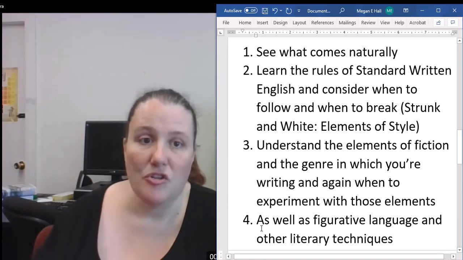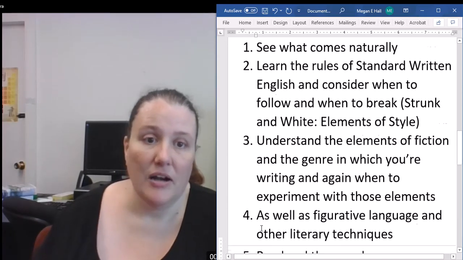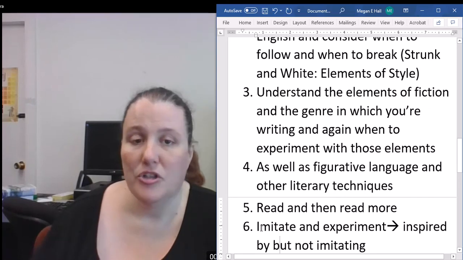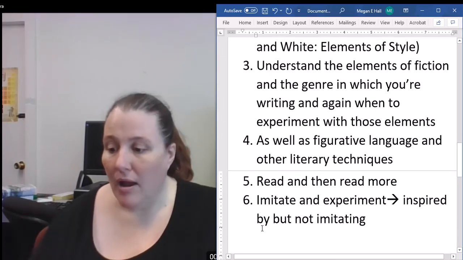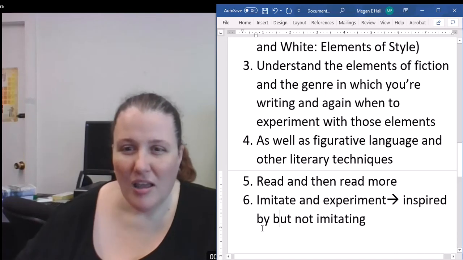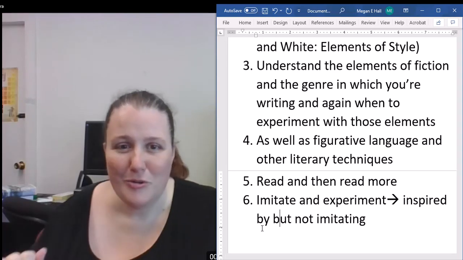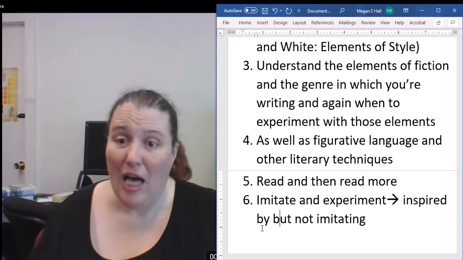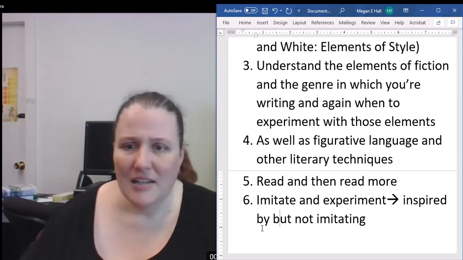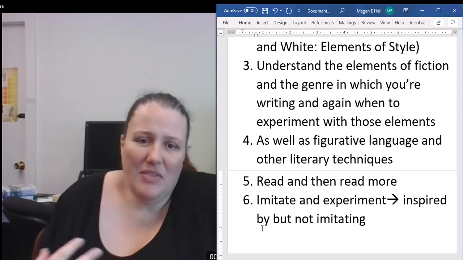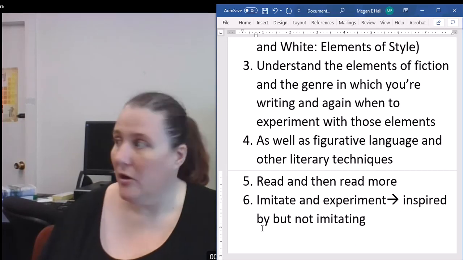And so those are my 6 tips for developing your own style. See what comes naturally, learn the rules of standard written English, learn and understand the elements of fiction as well as figurative language, play around with them, figure out when you can break or bend those rules, when you need to follow those rules. Think about reading different people, imitate them, and then experiment and maybe come to a place where you're inspired.